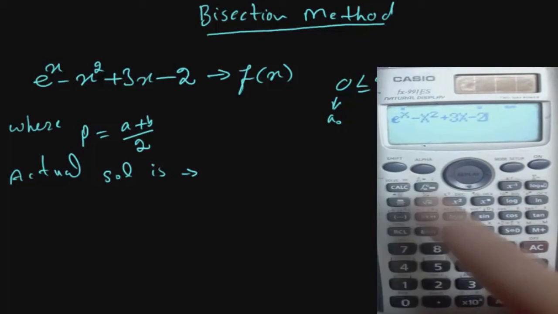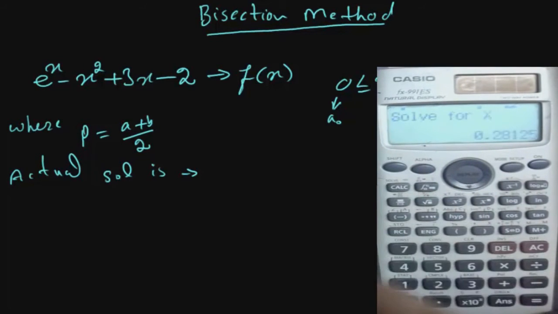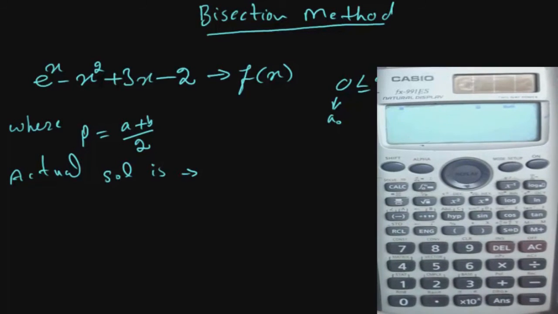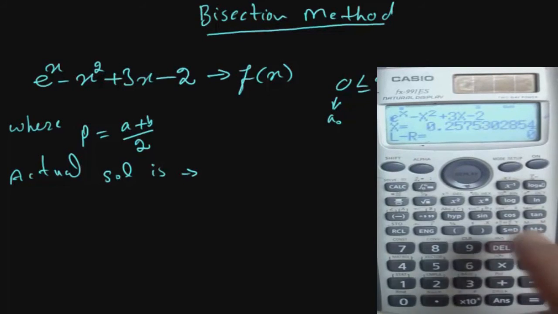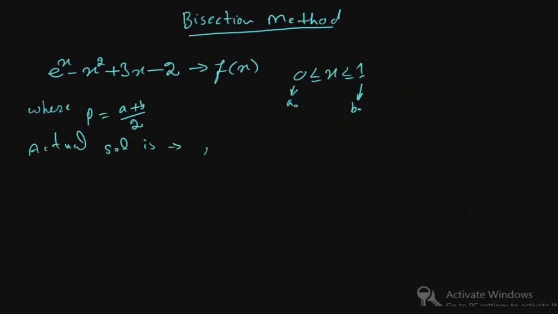After writing the function, press shift and then CALC in order to solve it. It will ask for a value of x. Enter any value that lies within this range. The most suitable is 0.5. You get the actual solution, which is 0.25753. Now that's the actual solution.